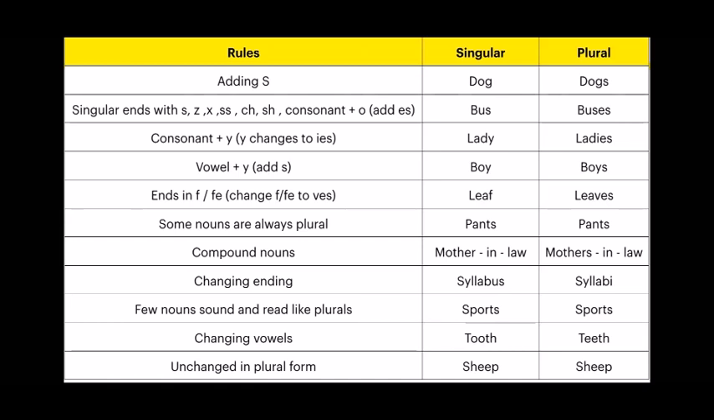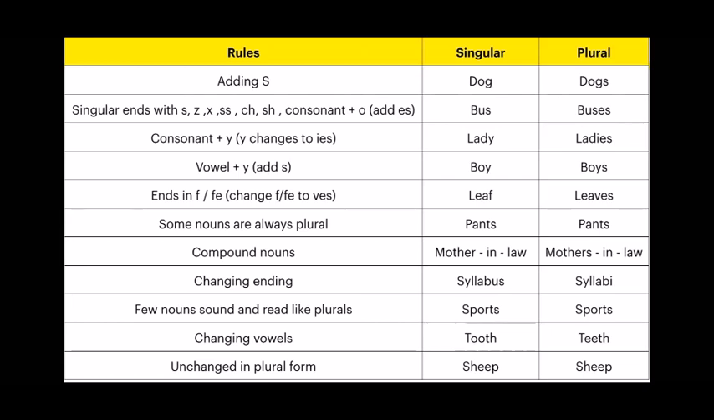Changing vowels. In some cases, to change from singular to plural, we change the vowels. Like the example that we have taken. Tooth becomes teeth. We have changed the vowel O to E.